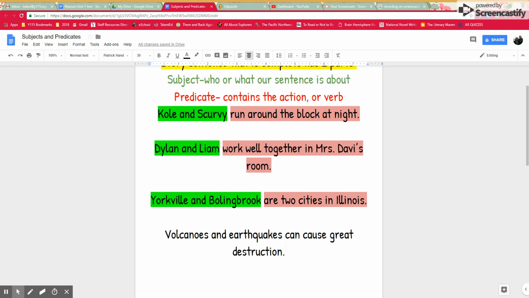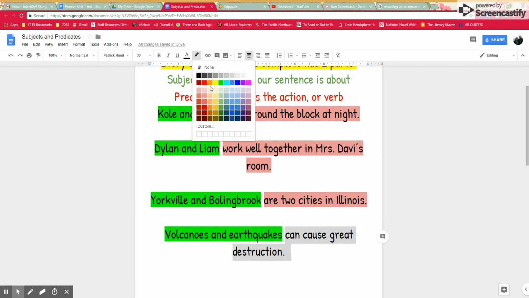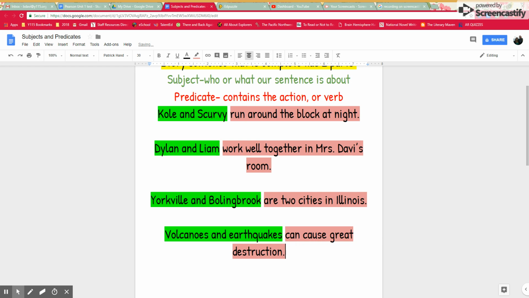What is happening? What is so important about volcanoes and earthquakes? Well, they can cause great destruction. So hopefully you figured out that our subject is volcanoes and earthquakes, and our predicate is that they can cause great destruction. So that's just kind of a real quick introduction to subjects and predicates.